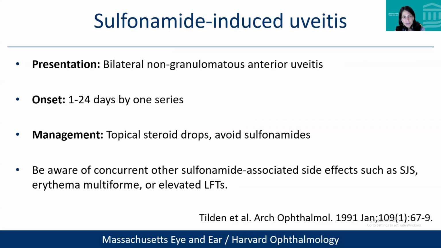The last antibiotic that has been reported consistently to induce uveitis is sulfonamide, and this is primarily sulfamethoxazole trimethoprim. The presentation here is typically a bilateral non-granulomatous anterior uveitis. The best series about this kind of uveitis was back from 1991. The onset is within a few weeks by this series, and these patients resolve well with good outcomes with topical steroids. And of course, we do tell them to avoid sulfonamides in the future.